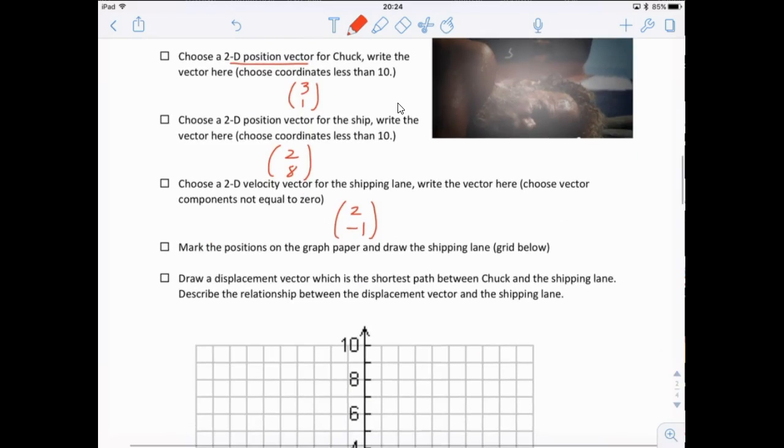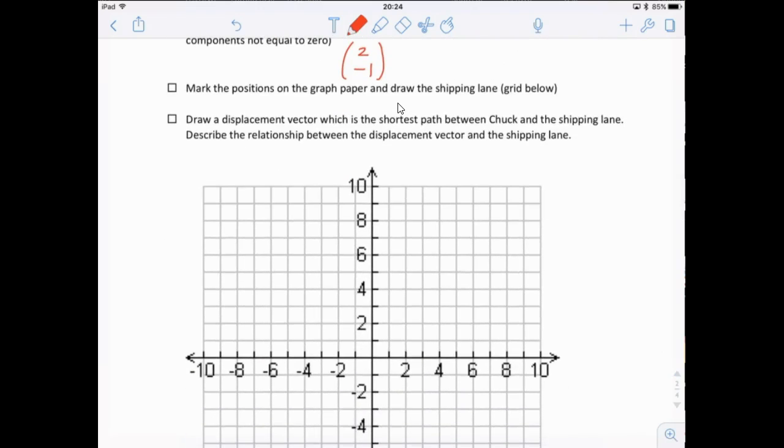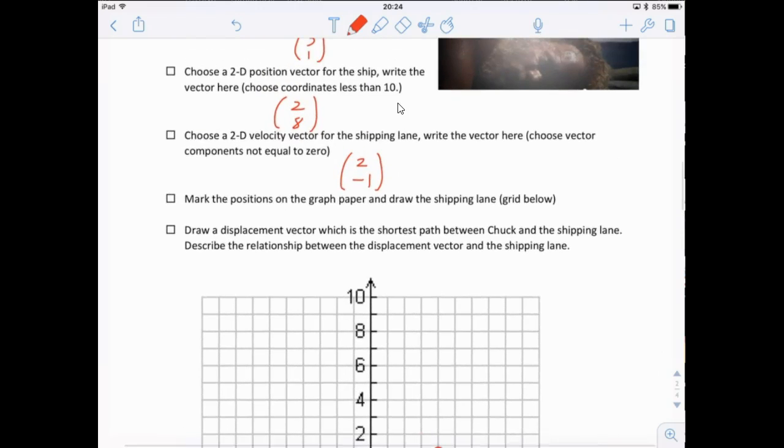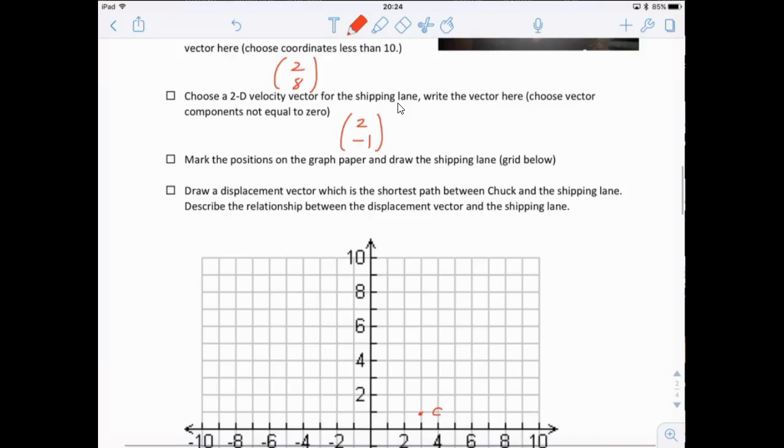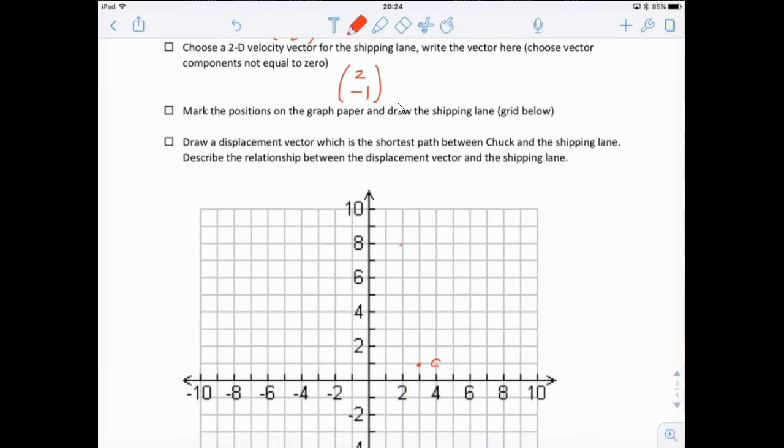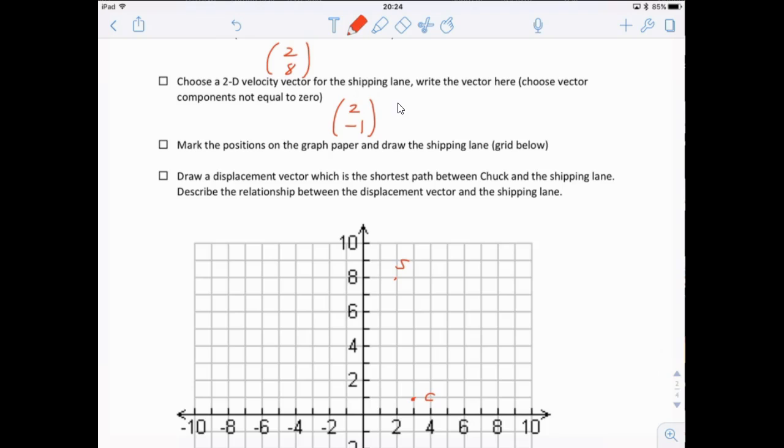Okay, so first I'm going to draw Chuck, which is at 3, 1. So that's Chuck. I'm going to mark it C. Then I'm going to draw the ship, which is at 2, 8. There's the ship. I'm going to draw it at S. And then I'm going to draw the velocity vector for the ship, and it's going to be 2, -1. So this is the shipping lane velocity vector. Okay, and then how does the shipping lane look? Well, if you extend the velocity vector from here, then you can see that basically it looks like that.